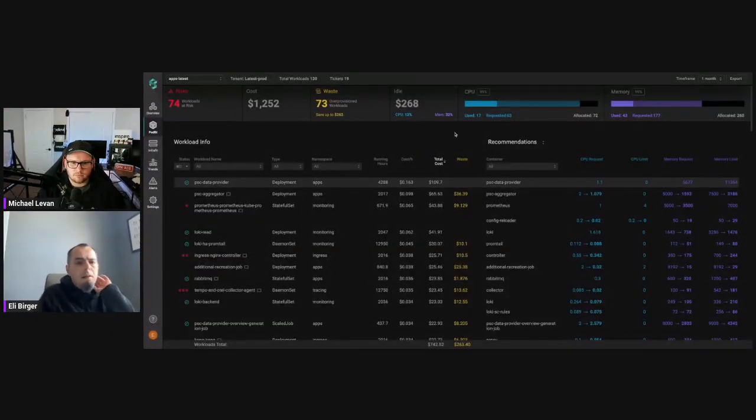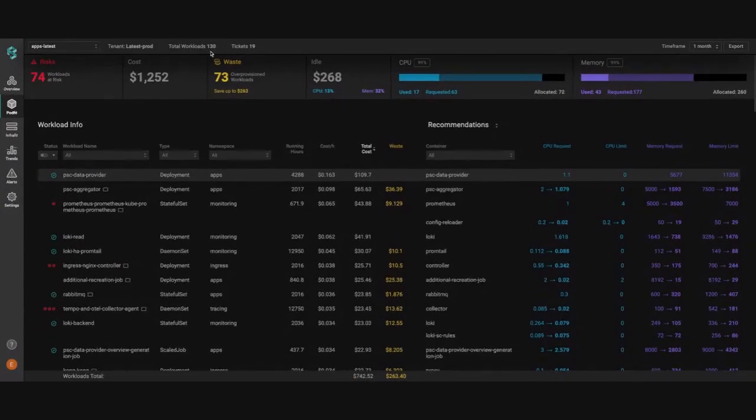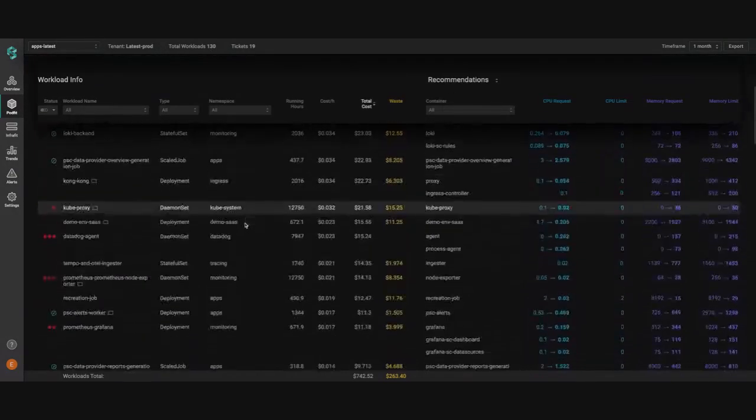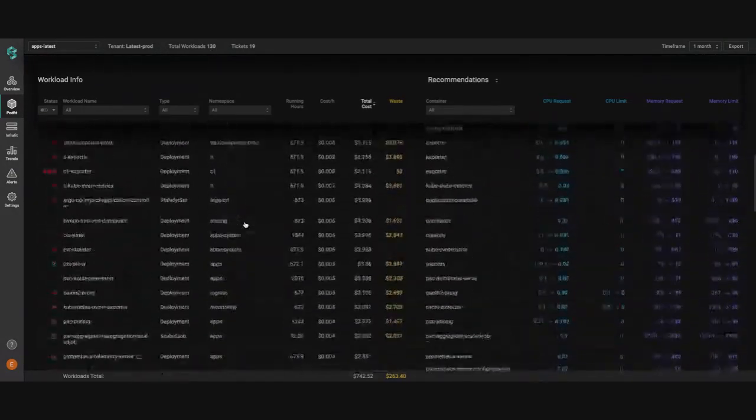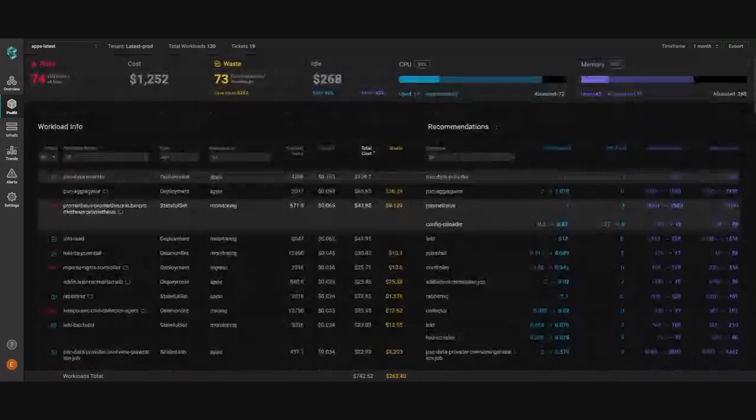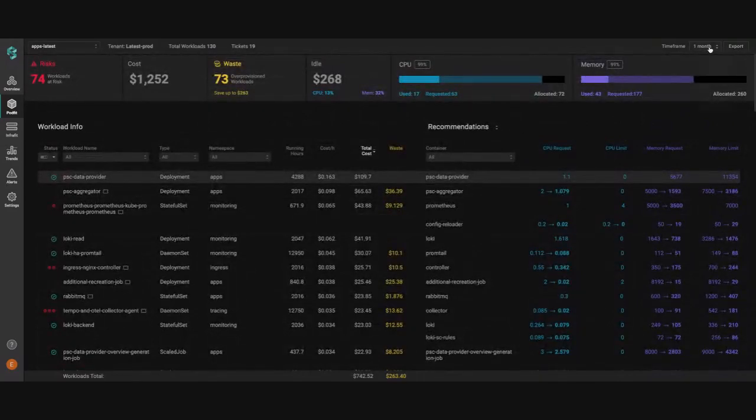So let's start by analyzing a cluster. We have here a cluster running 130 different workloads: deployments, stateful sets, jobs, whatever things we're running in the cluster. We're currently analyzing this cluster over a period of one month. What can we learn from the big picture of this cluster?